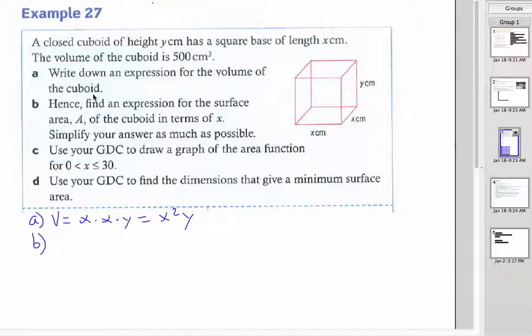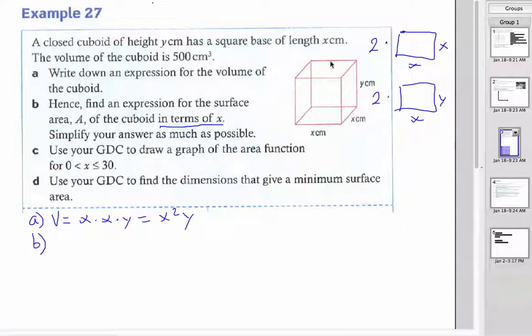And in part B, we're going to find an expression for the surface area in terms of x. Alright, so for surface area, you've got basically 3 types of sides here. You've got an x by x on the bottom, then you've got an x by y, and well, you've got 2 of each of those.